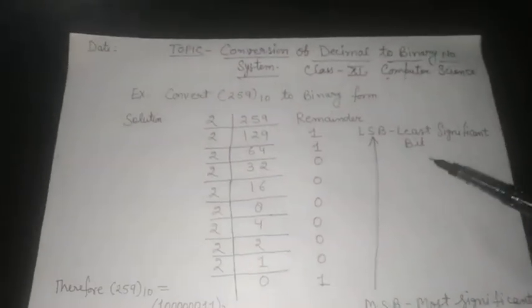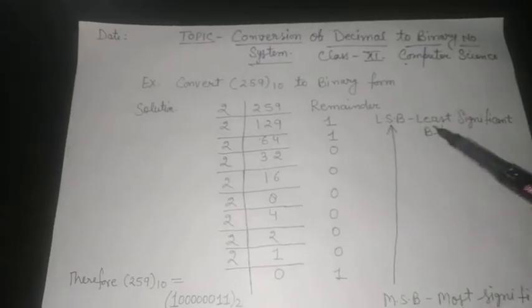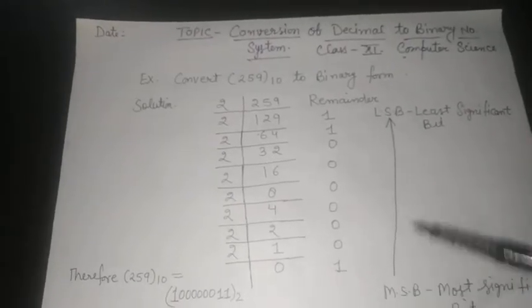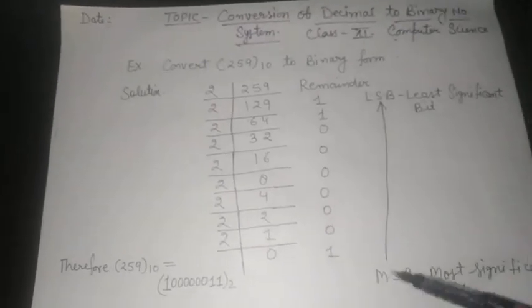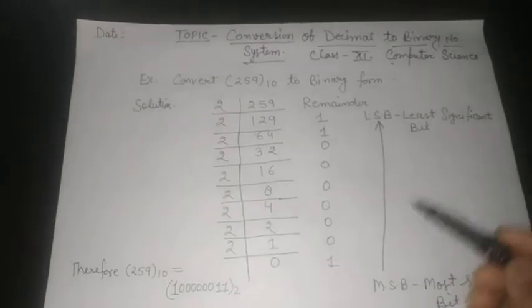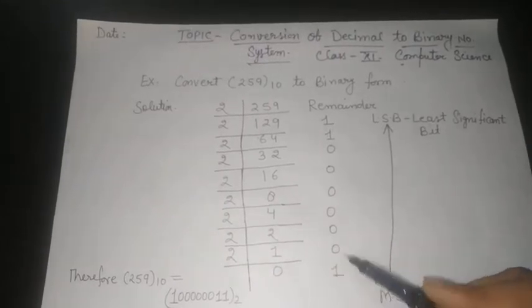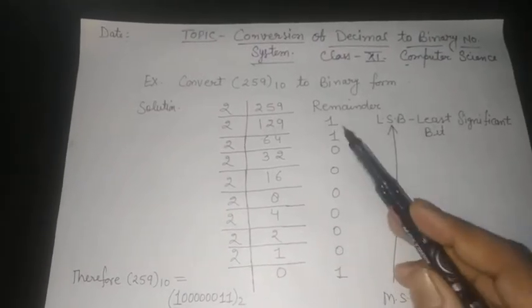And when we talk about MSB and LSB, what is MSB? MSB is the most significant bit and LSB is the least significant bit. We write the number from the MSB to the LSB. Then, when we write the number from this, we write 1 0 0 0 0 0 0 1 1.